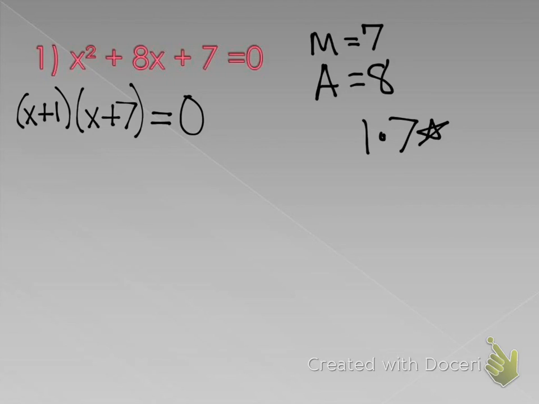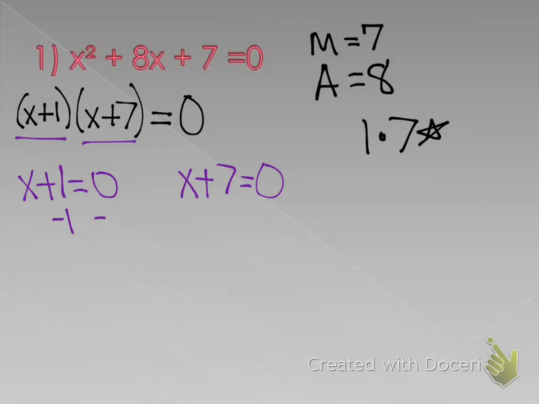Multiply to 7, add to 8. The winning combination is 1 and 7, then you write it in that binomial form. And then we're going to use the zero product rule. So we're going to set x plus 1 equal to 0 and x plus 7 equal to 0. How would I solve that first equation? Minus 1 minus 1. So x equals, what's 0 minus 1?